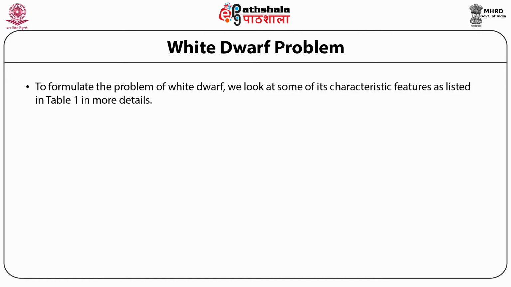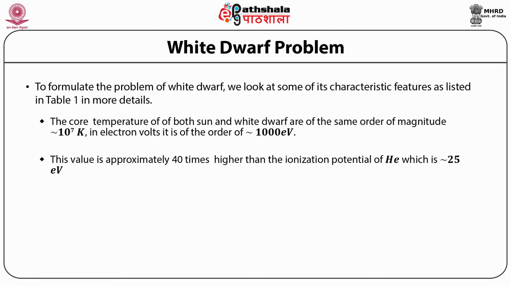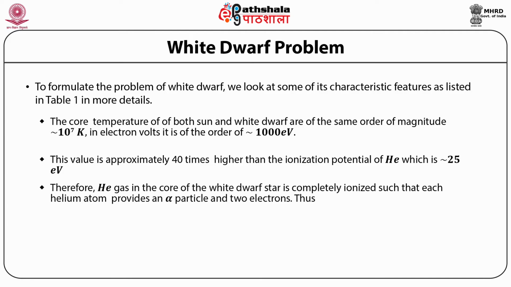In more detail, the core temperature of both the Sun and the white dwarf are of the same order of magnitude, that is 10⁷ Kelvin. In electron volts, it is of the order of 1000 electron volts. This value is approximately 40 times higher than the ionization potential of helium, which is approximately 25 electron volts. Therefore, helium gas in the core of the white dwarf star is completely ionized, such that each helium atom provides an alpha particle and two electrons. Thus, helium can be seen as equal to helium ion plus two electrons.